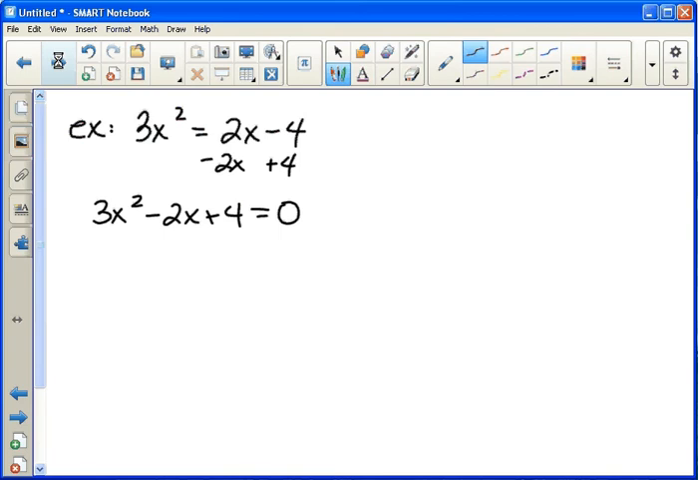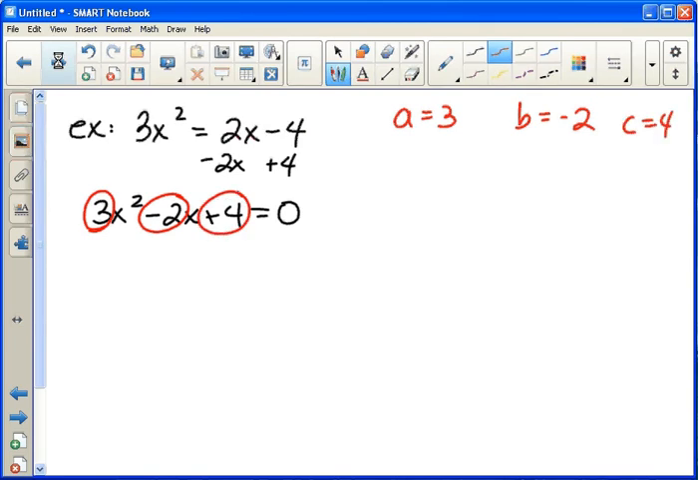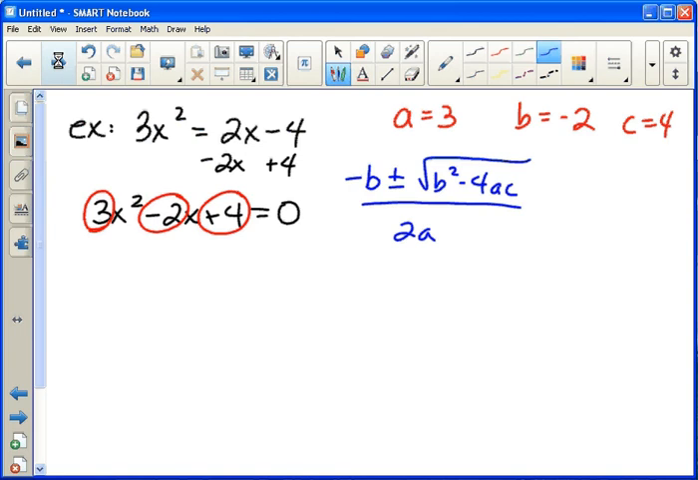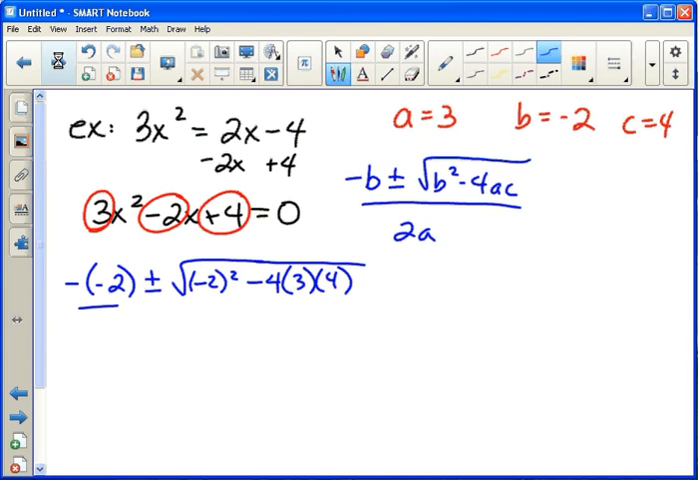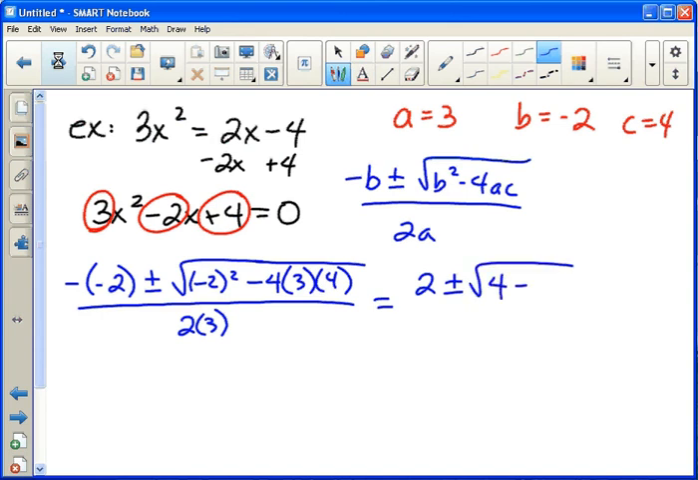So again, I'm going to label my a, which is 3, my b, which is -2, and my c, which is 4. And the quadratic formula: -b plus or minus the square root of b squared minus 4ac all over 2a. So I get negative negative 2 plus or minus the square root of negative 2 squared minus 4 times a times c, all divided by 2 times a. So as I begin to simplify this, two negatives make a positive, so that's positive 2 plus or minus the square root of 4 minus, let's see, 4 times 3 is 12, times 4 is 48, all over 6.